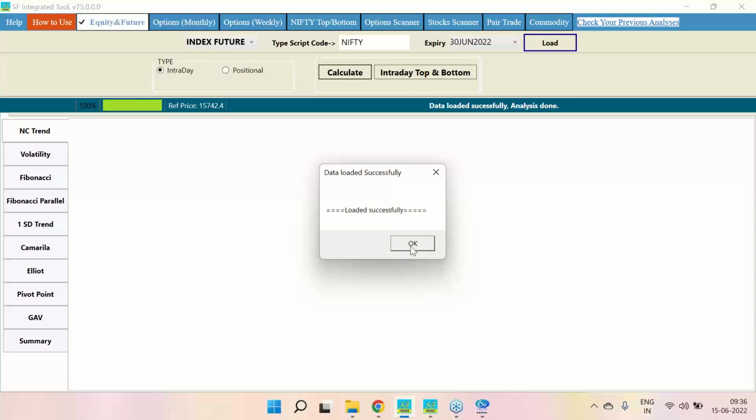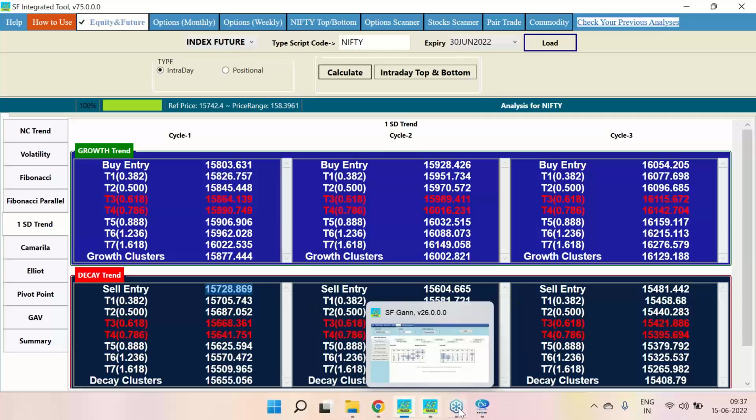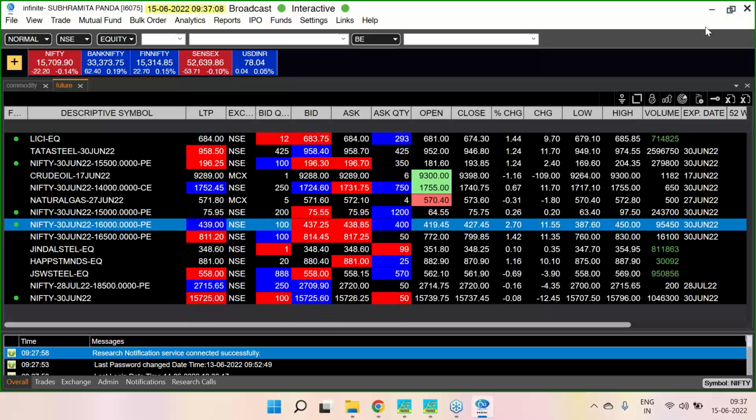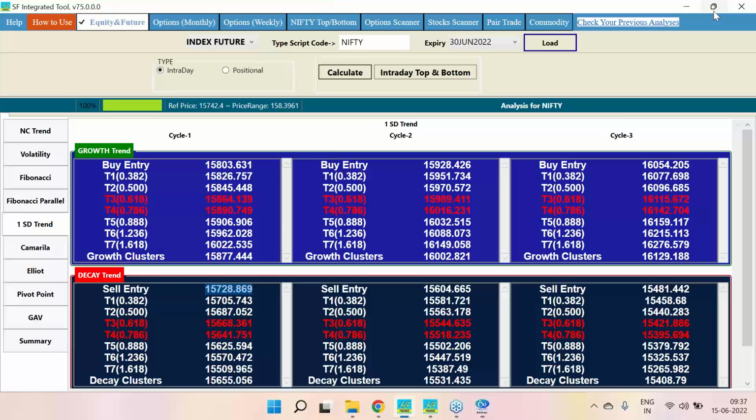So first we will see the price trend. The price trend analysis is as per the one standard deviation studies, you are getting it here. Above 15,800 we are setting the uptrend. Below 15,728 we are setting the downtrend. In fact, if you look into the pricing part now, at 15,726 we are almost at the verge of the downtrend.